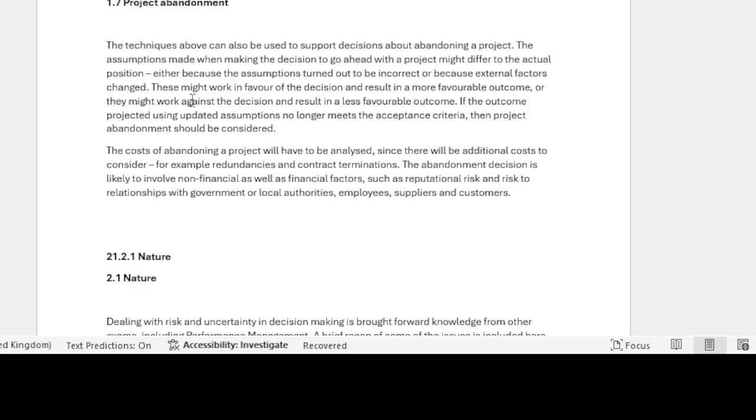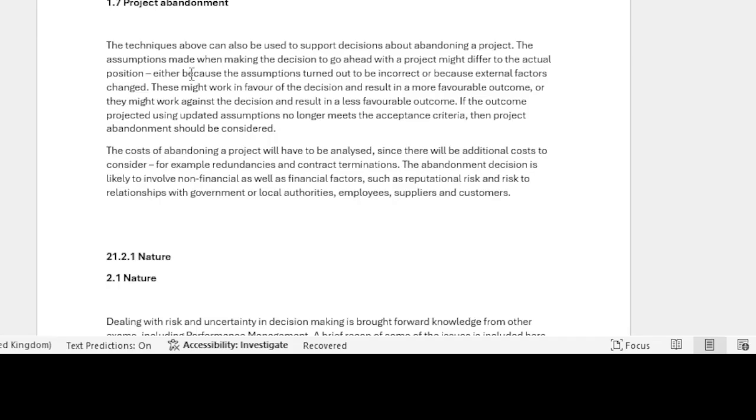These abandonments could be in favor of the decisions and result in more favorable outcomes, or they may work against the decisions as a result of less favorable outcomes. So if the outcome projected using the updated assumption no longer meets the acceptance criteria, then the project can be set aside or abandoned and it will not be considered.